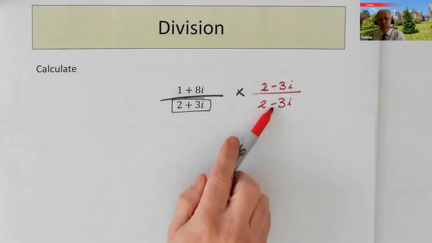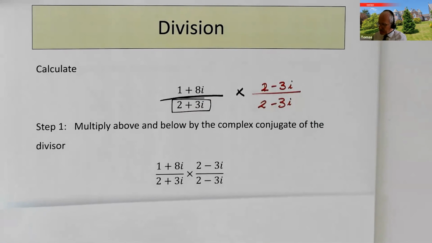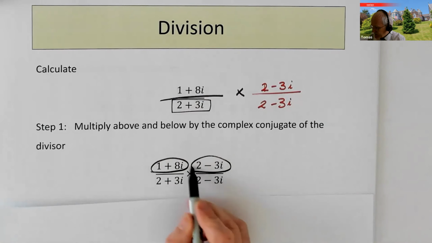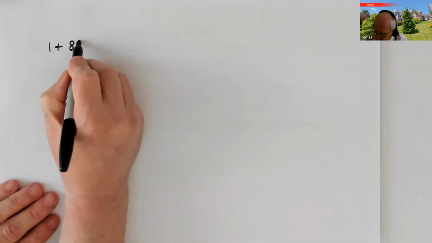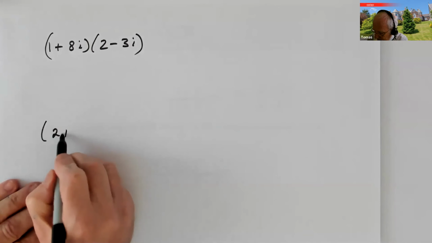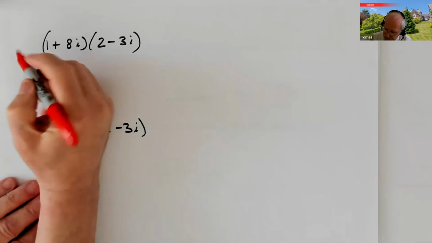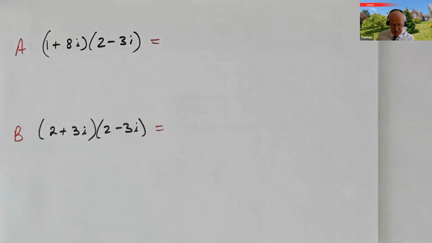So I'm going to multiply above and below by the same number, but it's the twin of the one on the bottom. So effectively what I've got is, on the top now, 1 plus 8i times 2 minus 3i. And on the bottom, 2 plus 3i by 2 minus 3i. So pick your favorite, either do A or B, and just take a minute to do those calculations. So just multiply those out.